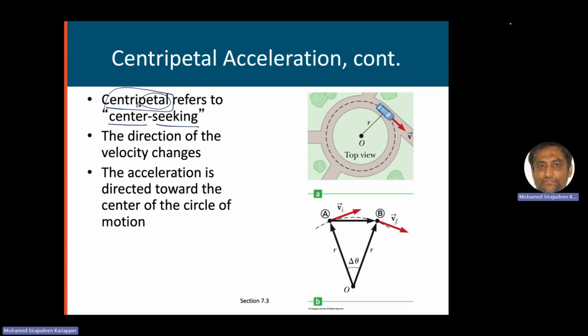So here we have the same picture. One can actually prove the direction. See, the V initial, V final. They are not the same. Magnitude may be the same, but the direction is different. Because of the direction changing, it will have an acceleration to the center of the circle, and we call this as centripetal acceleration.